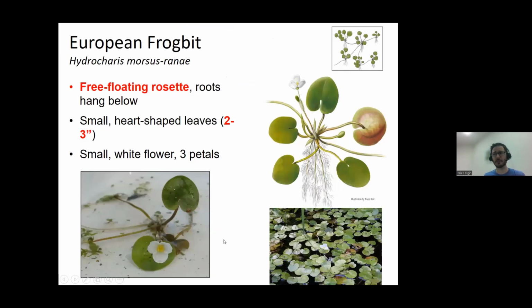So how do you identify European frogbit? This one is fairly easy because there's not a plant that really looks like this. This is a free-floating plant, and what I mean by that is it's not rooted. The leaves float on the surface and the roots dangle below. They look like maybe little water lily leaves, but they're much smaller, only 2 to 3 inches, with a heart-shaped leaf. And the flowers are very different from our white water lily flowers, where there are only 3 petals compared to many petals on the white water lily.